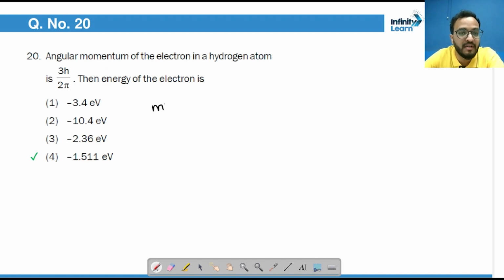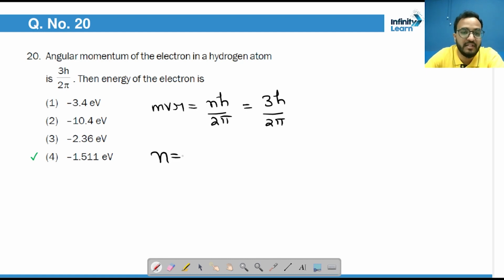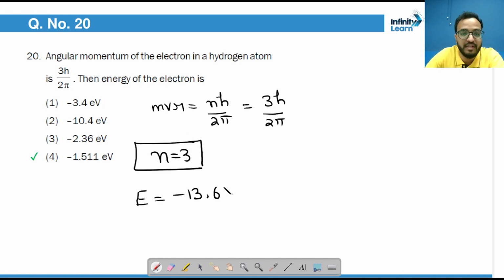See, we know that angular momentum is mvr equals nh upon 2 pi. So if it is 3h upon 2 pi, that means n is equal to 3. They are talking about the third orbit, the third shell. Then the energy of the electron, what is the formula? Minus 13.6 into Z square by n square electron volts.